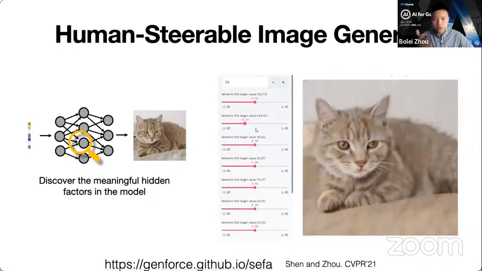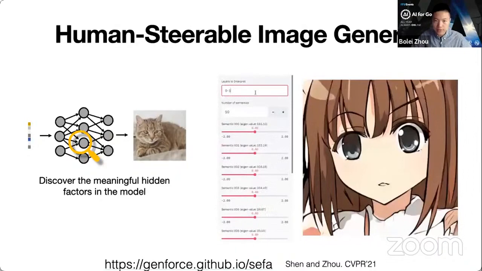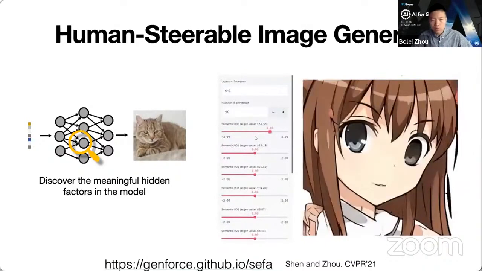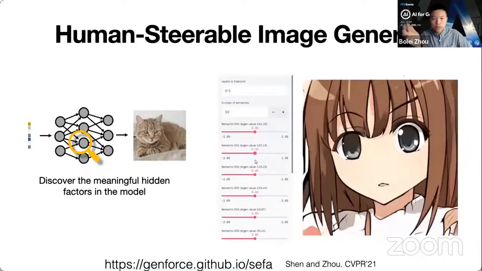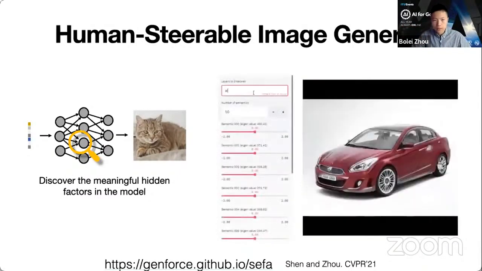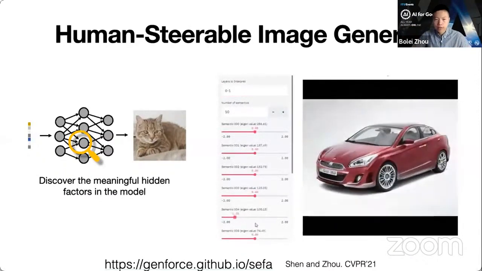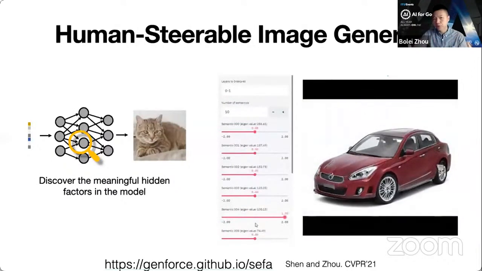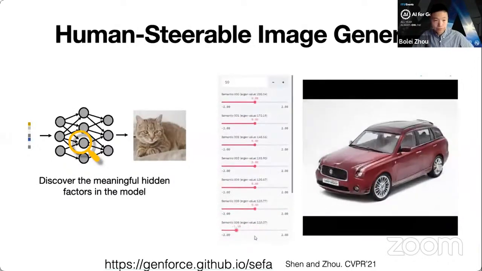So we can change various attributes of our image, such as the texture of the cat, or even for these cartoon characters, we can find some dimensions aligned with the pose of the person, like the size of the mouth. So we allow users to get involved in this content creation process, so they can edit different attributes.